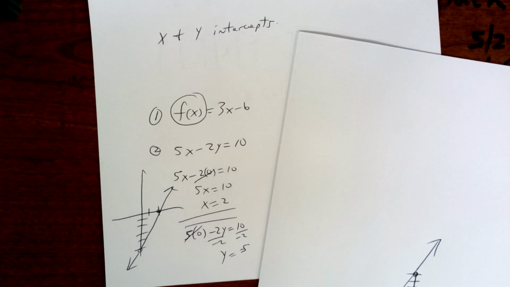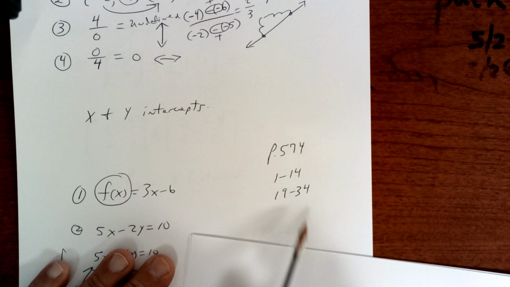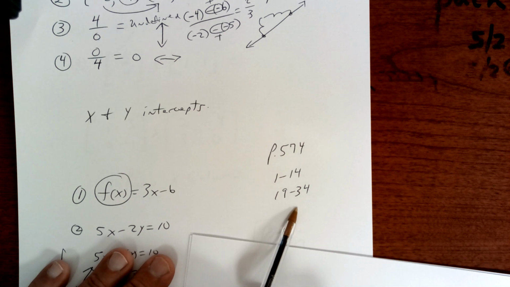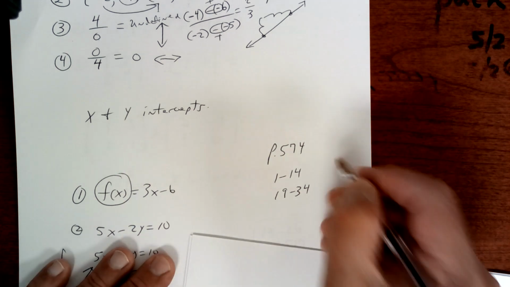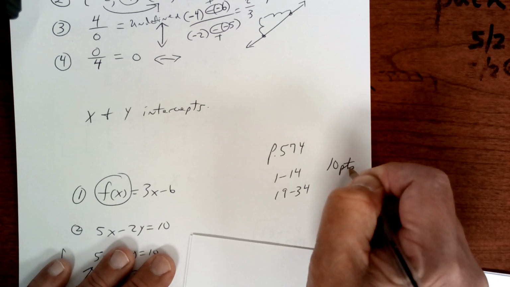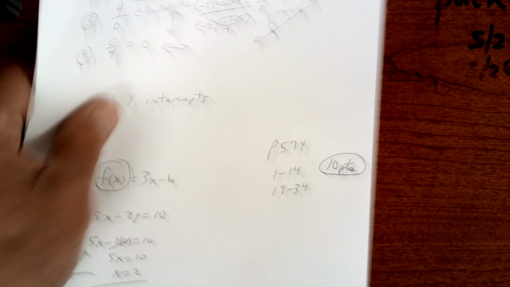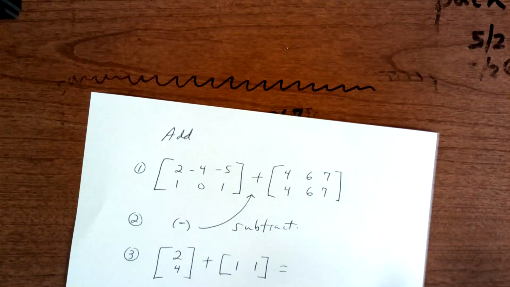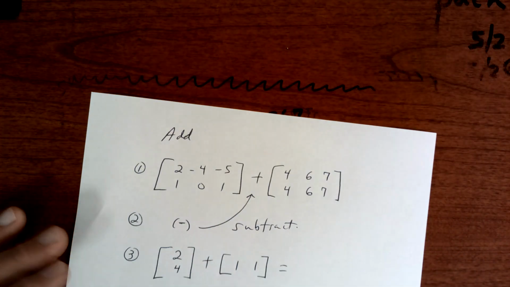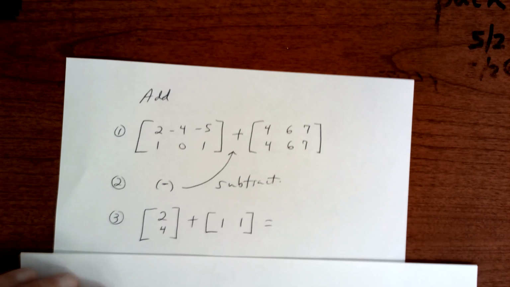Today's lesson is right here. Make sure you copy the problems. I will walk around and check your work. It's worth 10 points today, provided you're quiet, working, and doing what you need to do. Let's turn our attention now to college algebra. So try and work these two.